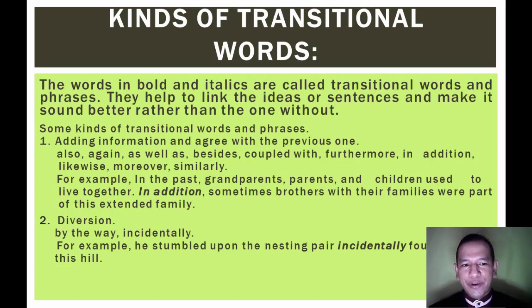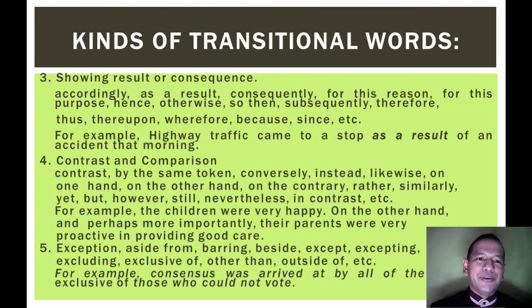Okay? So, number two, diversions: by the way, incidentally. For example, he stumbled upon the nesting pair incidentally found only on this hill. Okay. Next, number three, showing result or consequence. The words are accordingly, as a result, consequently, for this reason, for this purpose, hence, otherwise, so then, subsequently, therefore. For example, highway traffic came to a stop as a result of an accident that morning.